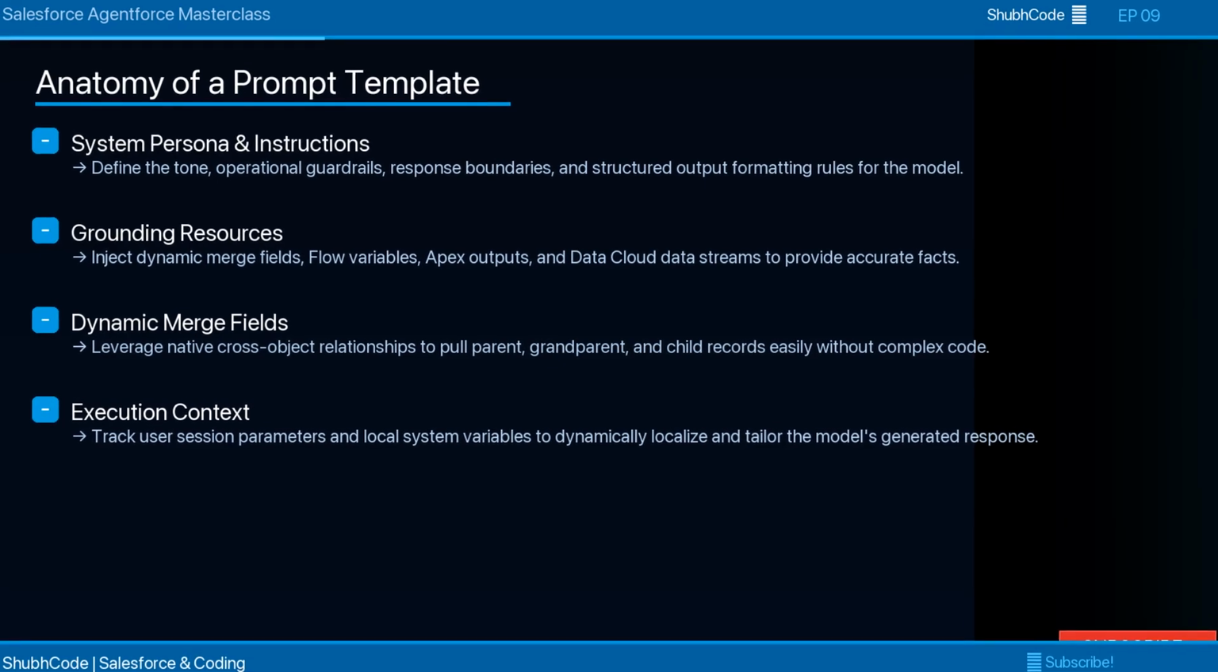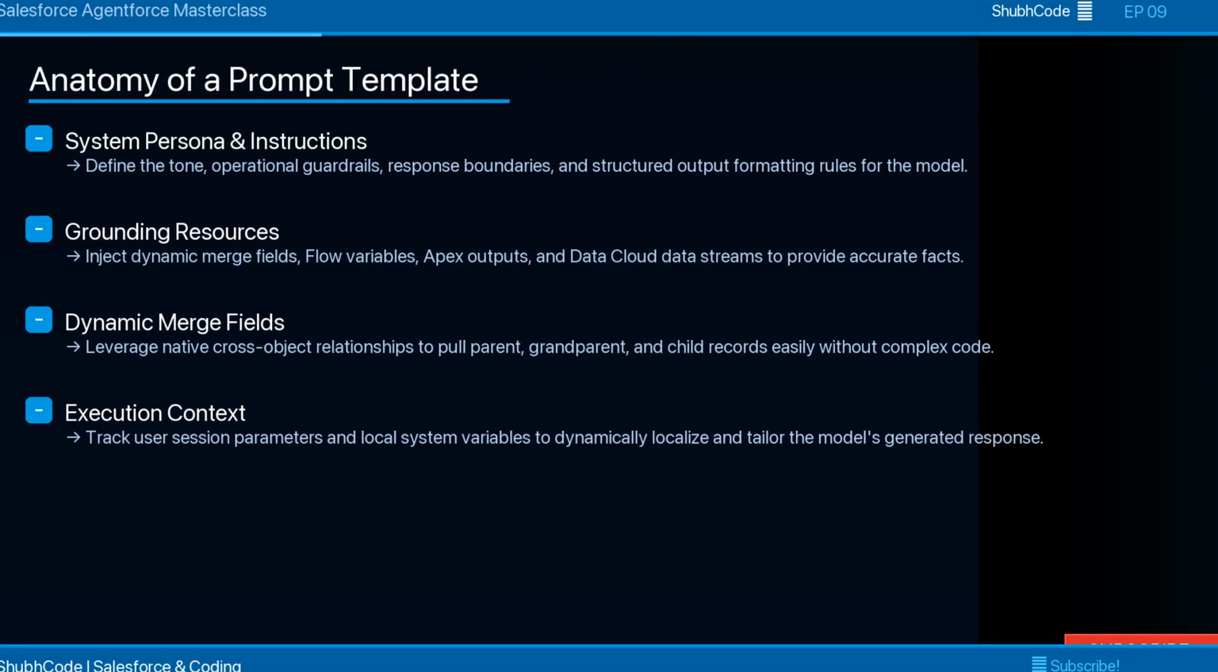To build highly reliable AI interactions, we must understand what happens under the hood of a prompt template. A template is composed of three core pillars: system instructions, user context, and grounding resources. Think of system instructions as the job description for the LLM, defining its persona and operational boundaries. The user context is the specific task at hand, while the grounding resources serve as the open book exam materials. By blending these elements dynamically, Prompt Builder ensures that the LLM is never guessing or hallucinating based on raw training data alone.